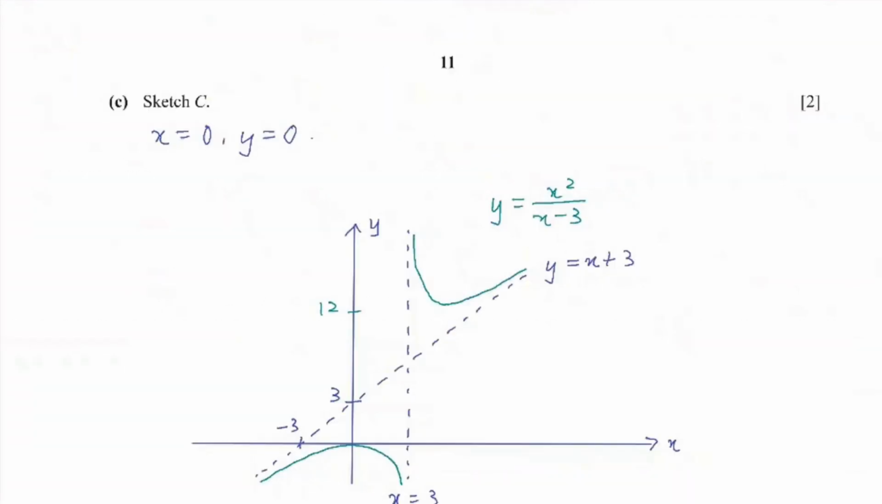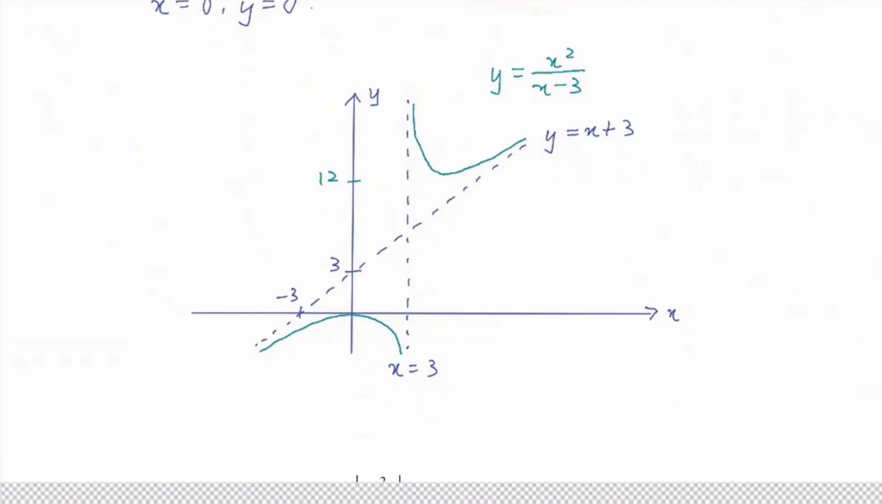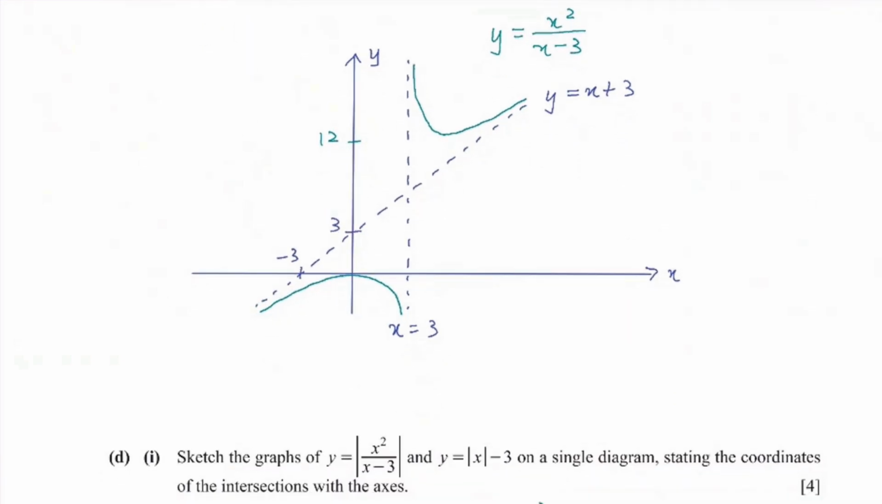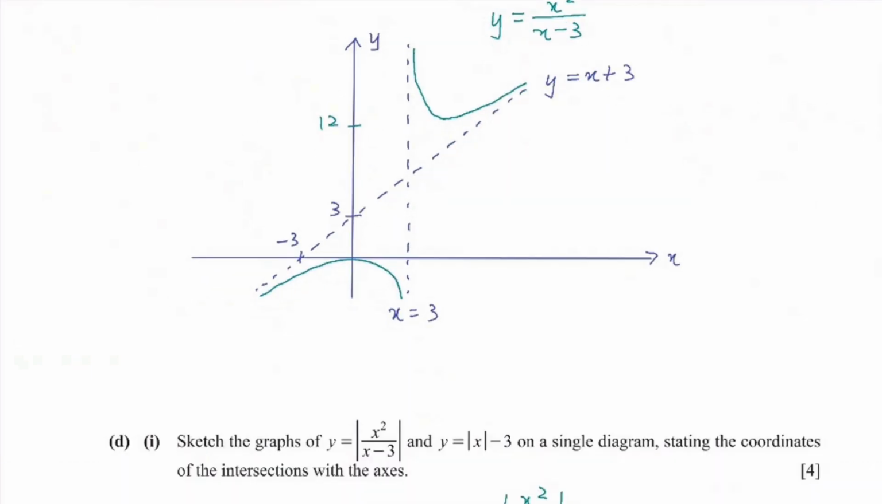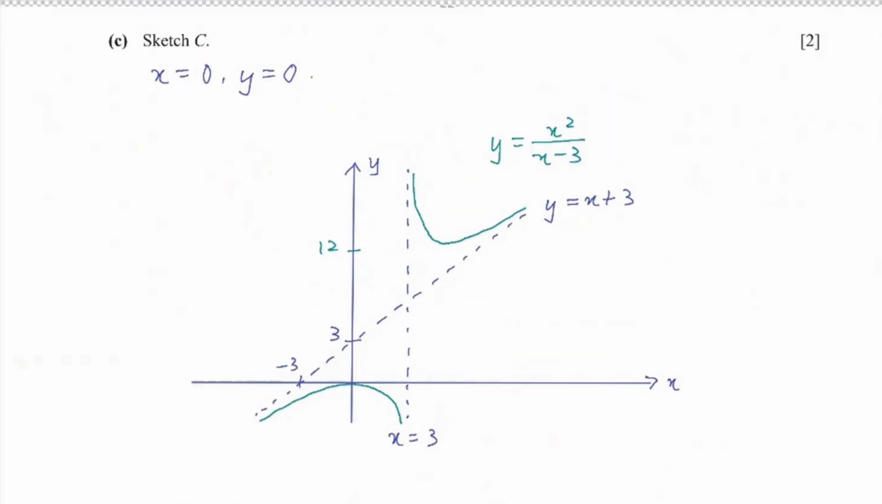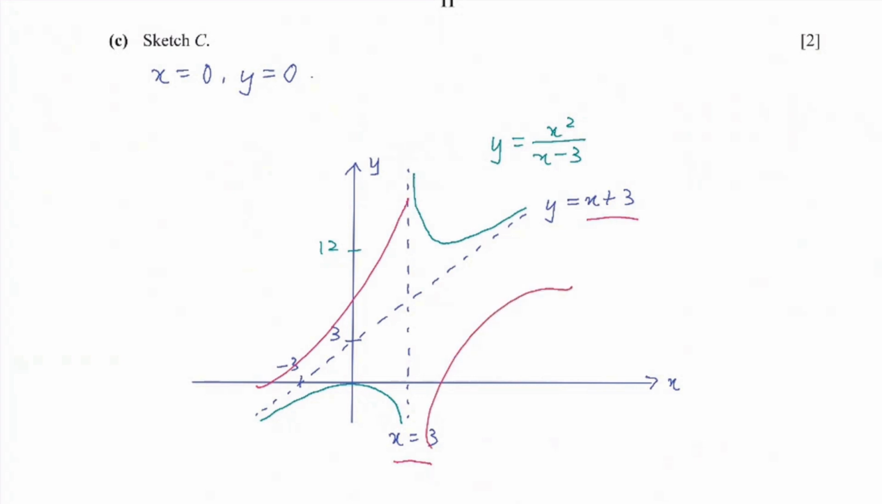So let's look at the next part. Part C is to sketch C. For this one, we have got the asymptotes, these two asymptotes here. For this kind of graph, we sort of already know that if it is not like this, then it will be like this, the green one here.